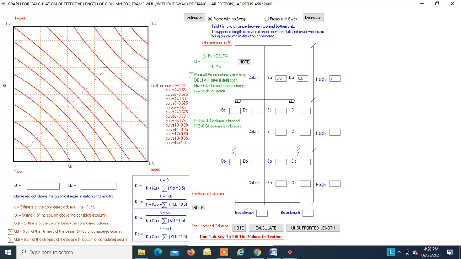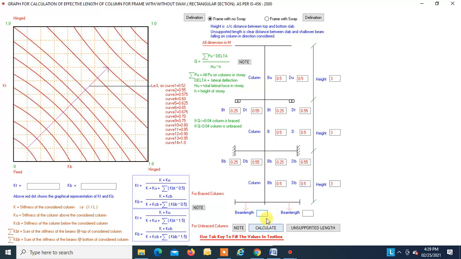Height is 3 meters. Now width of this beam is 0.25. Depth of this beam is 0.55. Press tab. Width of this beam is 0.25. Depth of this beam is 0.55. Width of this column is 0.5. Depth of this column is 0.5. Height is 3. Width of this beam is 0.25 and depth of this beam is 0.55. Width of this column is 0.5, depth of this column is 0.5 and height of this column is 3.